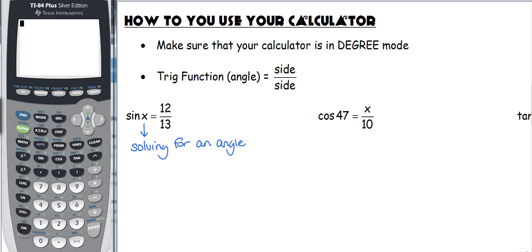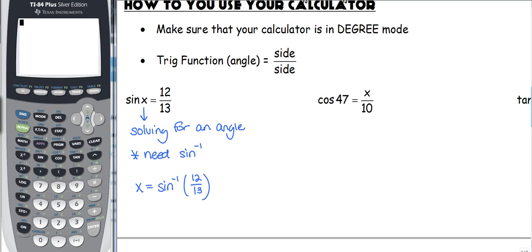And this is another review from geometry. If I'm solving for an angle, that means I need inverse trig. So when I go to my calculator, I'm not going to use the sine button. I'm going to need to use the inverse of sine. And on your button, that's sine to the negative first power. So x is going to be equal to inverse sine of that ratio that you were given, 12 over 13.